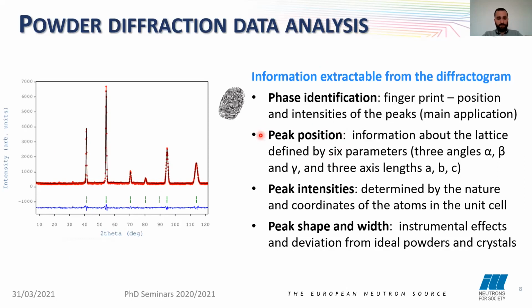Then the reflection or the peak positions are determined by the lattice, and we can obtain information about interplanar distances, for example. Then the peak intensities are determined by the nature and the coordinates of the atoms in the unit cell. And finally, the peak shape and the width of the peak are determined by instrumental effects, for example, the optics of the diffractometers that we are using. And also we can see the deviation of the real crystal from an ideal one, such as crystallite size, lattice defects, or whatever.